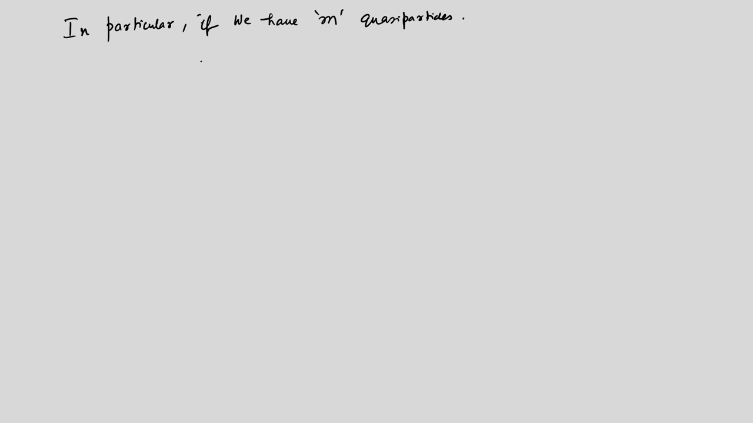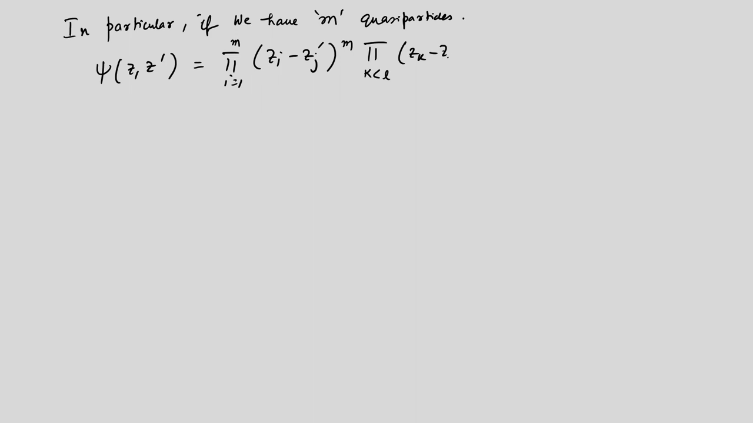Then we can write down, in a shorthand notation for Z and Z prime, the product over i equal to 1 to m of Zi minus Zj prime to the power m, and then of course the usual ground state of Laughlin, e to the power minus the sum over i equal to 1 to n of mod Zi square by 4 lb square, lb being the magnetic length that we have introduced several times earlier. It's equal to root of h cross over eB.